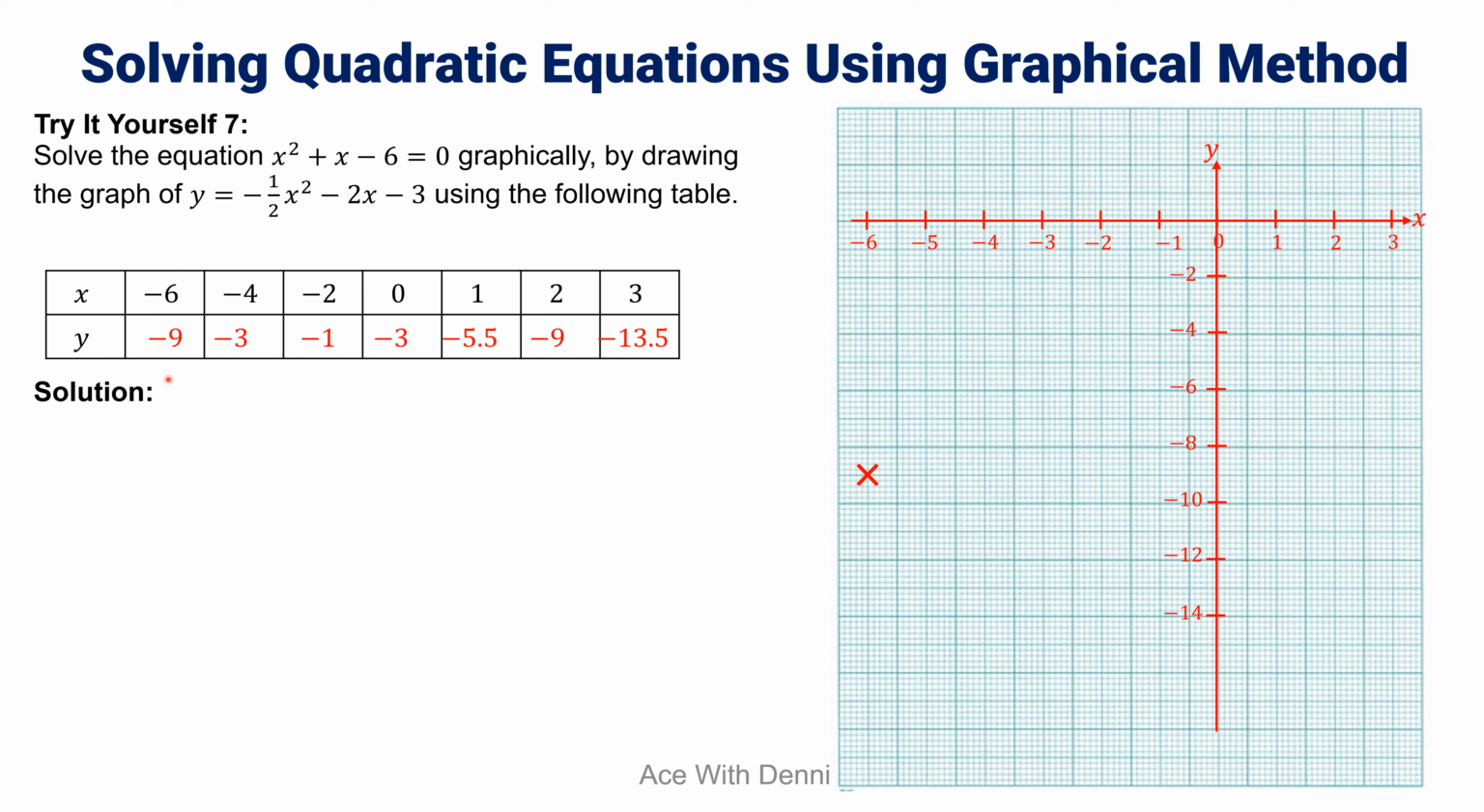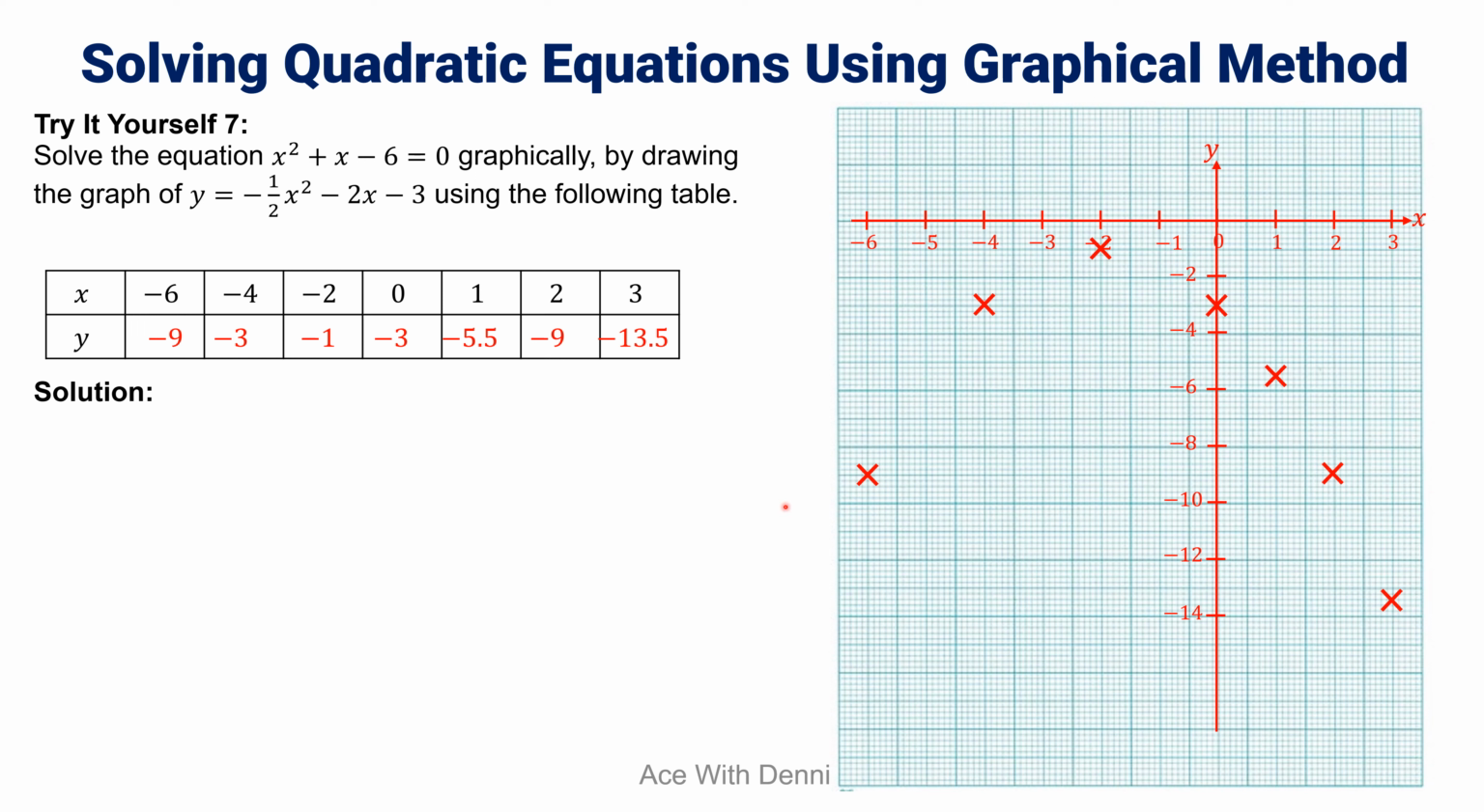Now, negative 6, negative 9, so it is this point, followed by negative 4, 3 here. Then negative 2, negative 1 will be here. 0, negative 3 is here. 1, negative 5.5 will be here. Then 2, negative 9, so will be here. And 3, negative 13.5, so will be here.